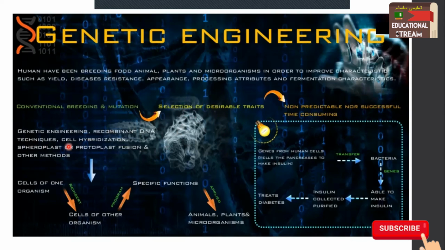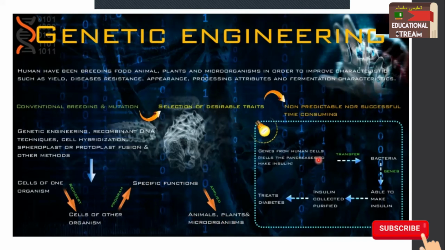So genetic engineering uses recombinant DNA technology, cell hybridization or protoplast fusion methods, all methods in which the cell of one organism is inserted into the cell of another organism. Then the species-specific functions are programmed for specific functions, and they move toward application. Ultimately animals, plants and microorganisms give you this effect.